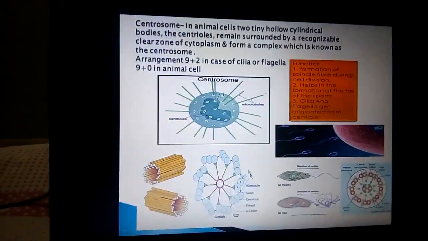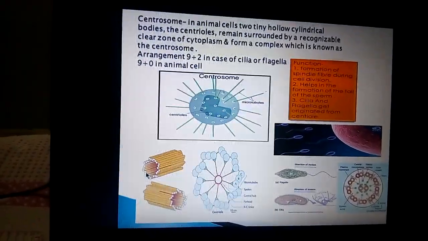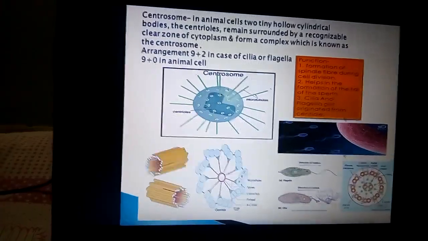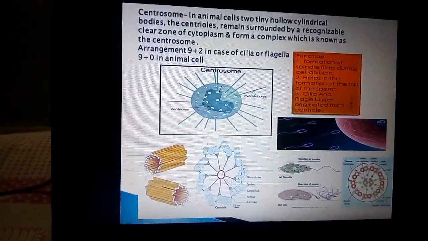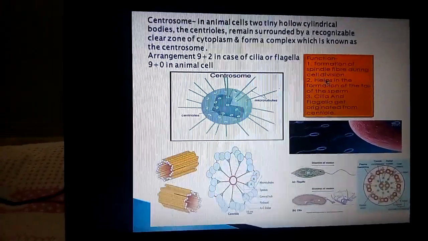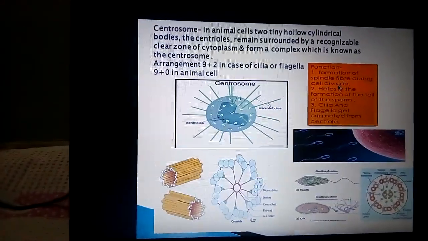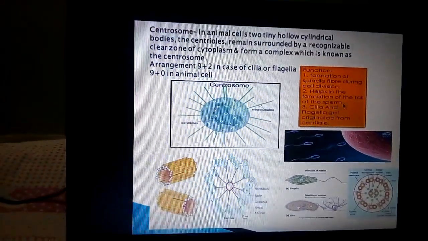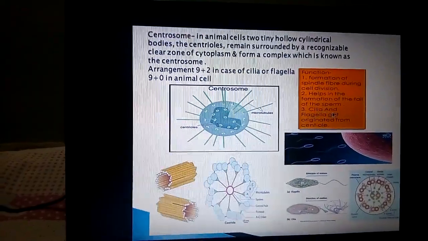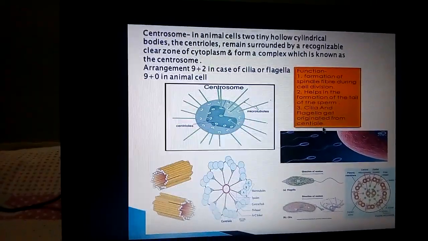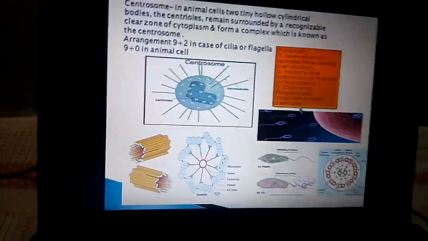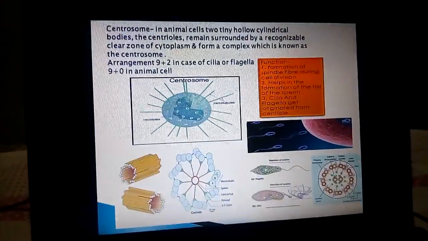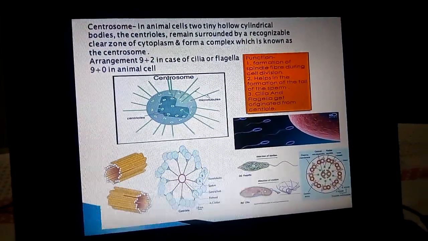What are the functions of the centrioles? Formation of spindle fiber during cell division, helping in formation of the tail of the sperm, and also cilia and flagella get originated from the centriole. That's all about the centrosome.